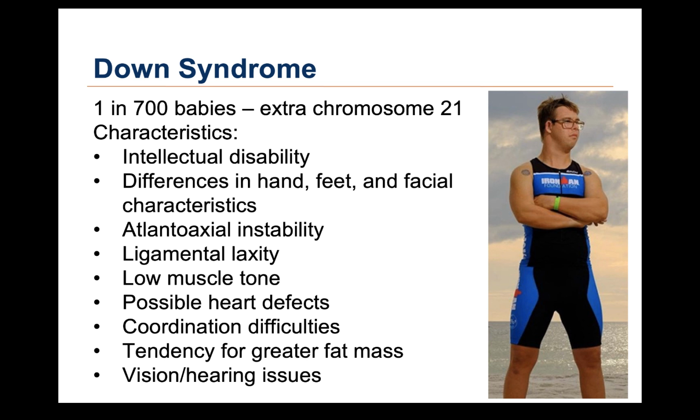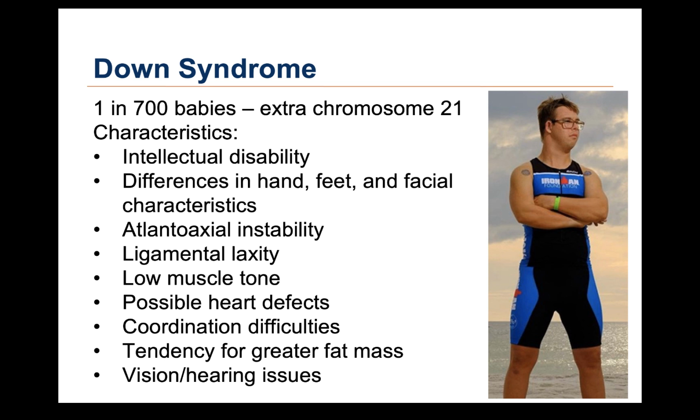Some individuals with Down syndrome have congenital heart defects. Often these heart defects may be corrected with surgery in infancy. For all of these different reasons, people with Down syndrome also often have coordination difficulties. They have trouble coordinating their upper and lower body, or 2 hands together, or 2 feet to do different types of motor skills and maintain balance during complicated tasks.